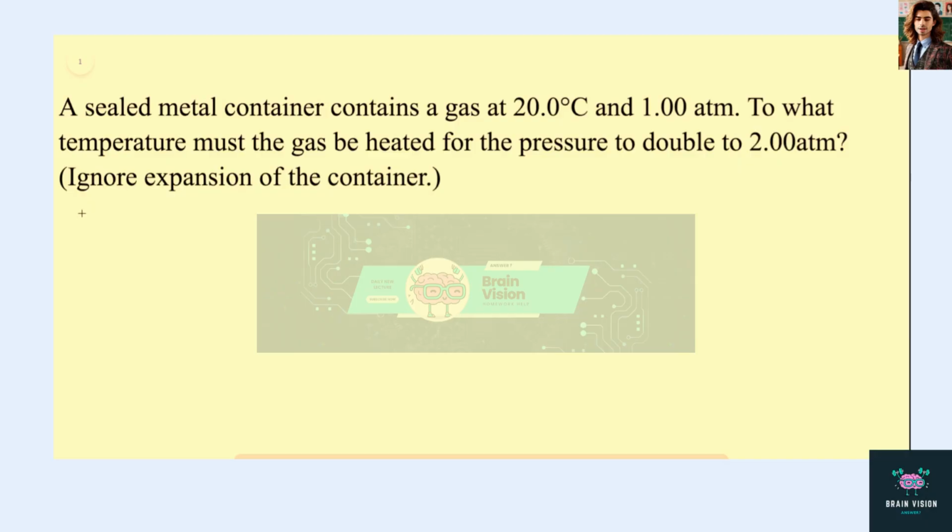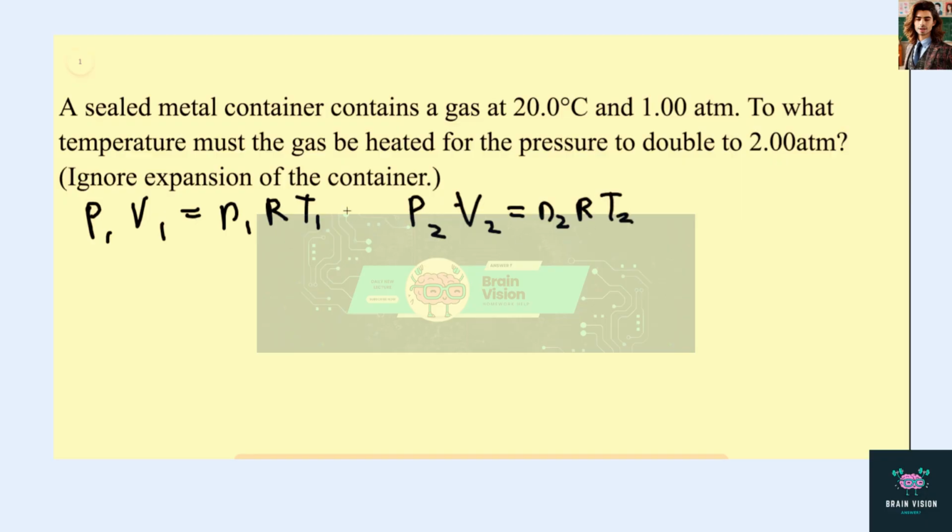So for a particular gas in certain conditions, we have P1 V1 is equal to N1 R T1. And for a second situation, we would have P2 V2 is equal to N2 R T2. And we're going to call this equation 1, and this is equation 2.